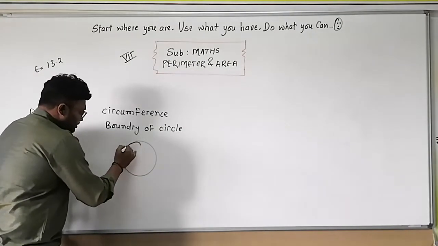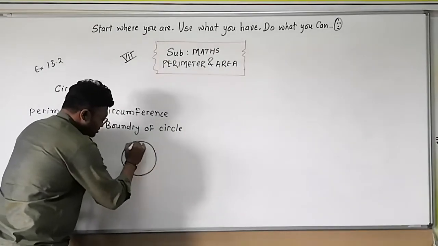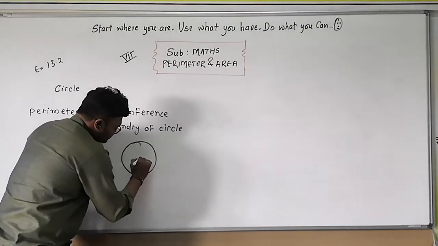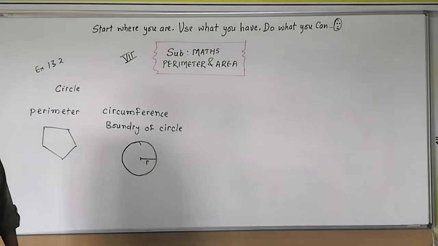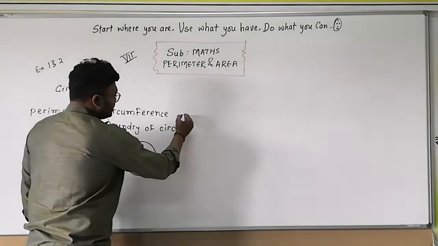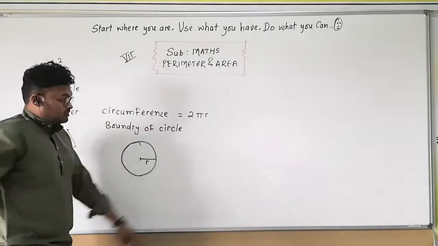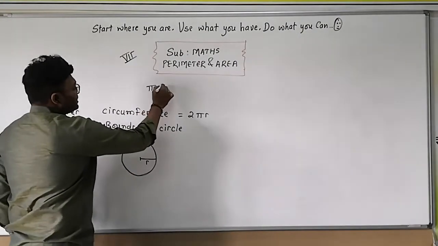Now, there is a formula to calculate this boundary of the circle. What is the formula? This is the radius of the circle. So the circumference of a circle is calculated as 2 pi r. Now what is this pi? This pi is a mathematical constant.